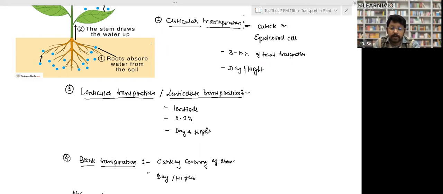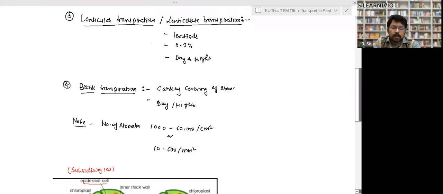So lenticels are found in the stem. Keep it in mind, these are the small pores found in the bark, right? 0.1% of water is lost, so a very small amount of water is lost through them. Now, coming to bark transpiration. There is a cracky covering of a stem. Like you must have seen a small mango tree, a large mango tree.